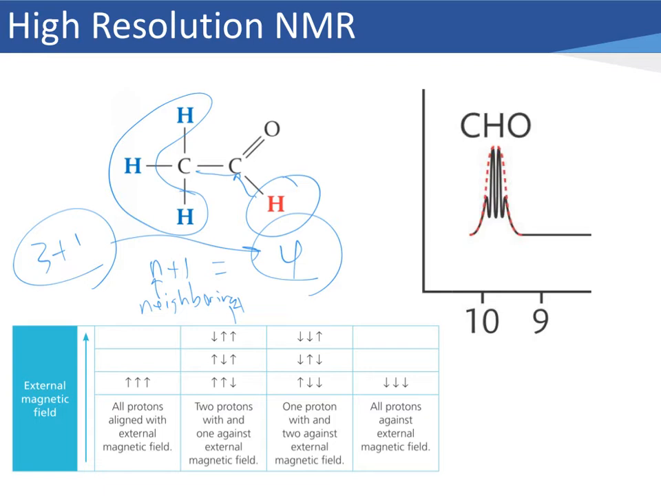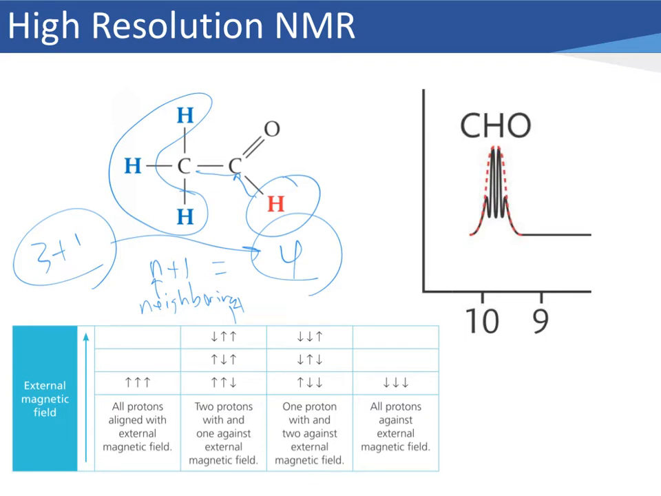If you want a little bit of detail on that, you can listen for the next, say, 30 seconds to a minute. If you don't want the detail, maybe fast forward to the next slide. But basically, if I have 3 protons in the neighboring carbon, all protons can be aligned with the external magnetic field from the NMR, or all protons can be against the external magnetic field, or we can have a mixture of 2 protons with the magnetic field and 1 against, or 1 proton with and 2 against the external magnetic field. And these arrows represent the spin on the electrons.